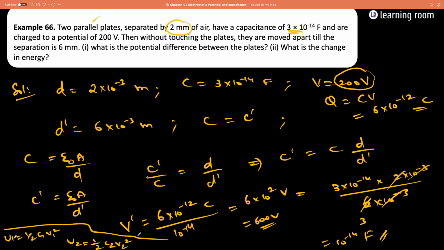So what is the value of half C1 V1 square you got? What is the energy for the first one? 6 into 10 power minus 10 joules. Correct. What about this one? 18 into 10 power minus 10 joules. Correct. So 18 minus 6 is going to be 12. Shall I proceed? Is there anyone who didn't understand?